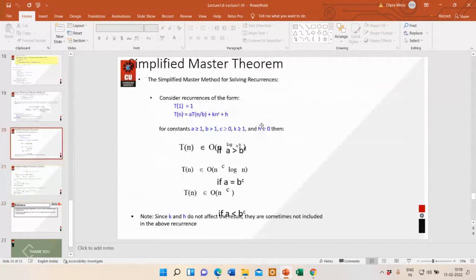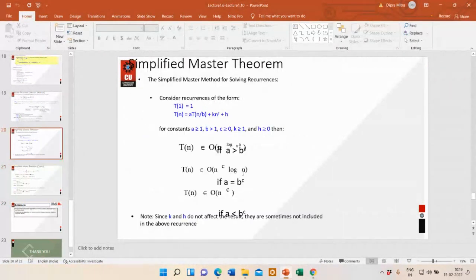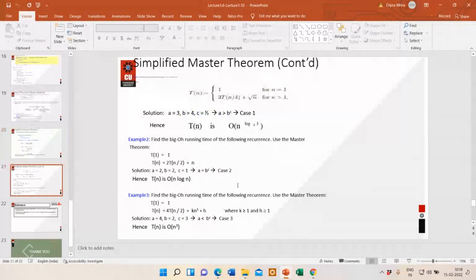If the next condition, a equal to b to the power c, is satisfied, then you can write n to the power c log n. If a less than b to the power c, then you can write n to the power c. In this way you can calculate the time complexity with the help of the master theorem.